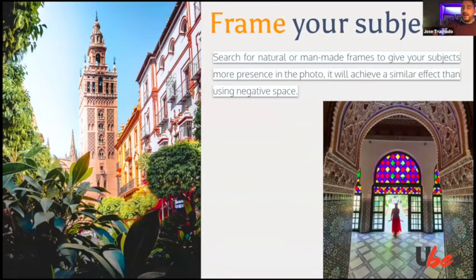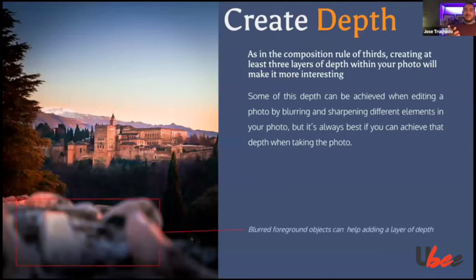So here in the arch, we have the arch that is in the foreground, and the arch with the woman in the middle, and then we have the background, the patio that was in that palace. So there's 3 levels of depth that we're achieving here. That will give a more interesting look to your picture. So if you're going to take a picture of something, try to include whatever is in the foreground, so you create that sense of depth.